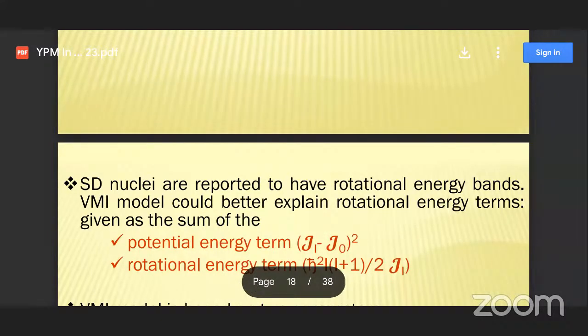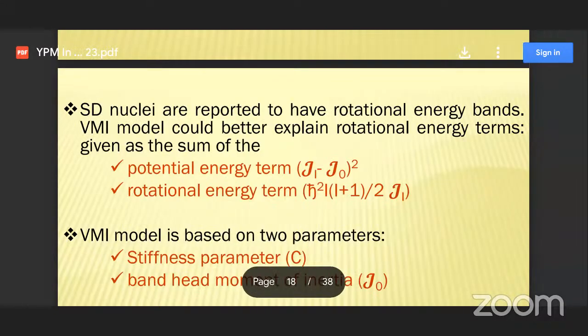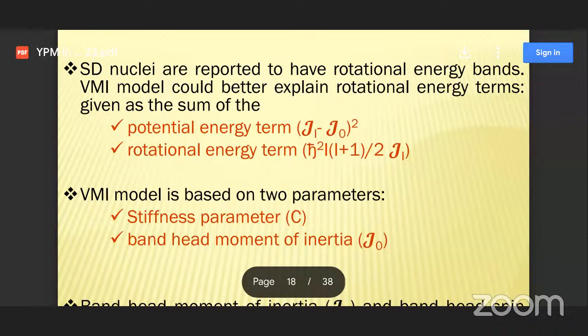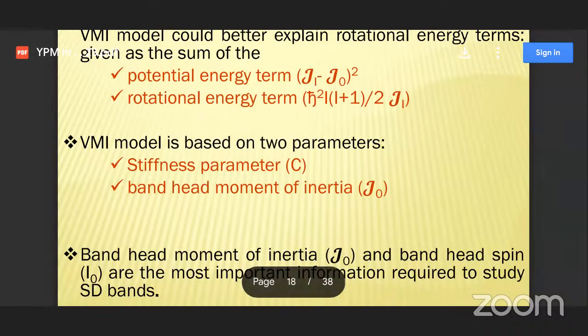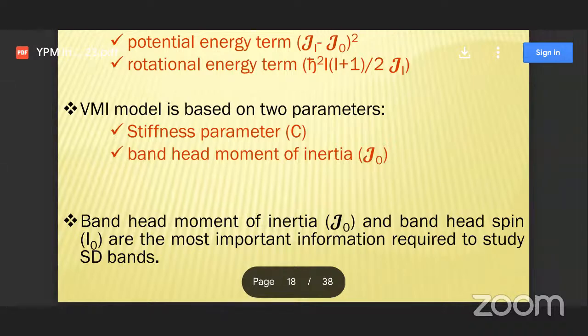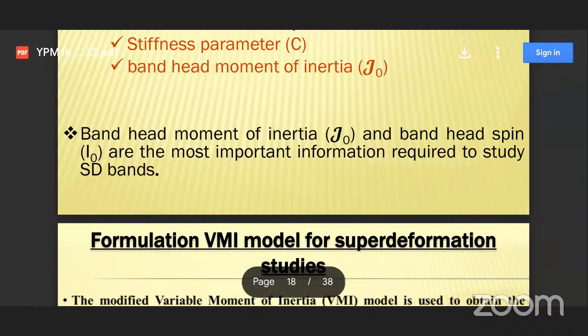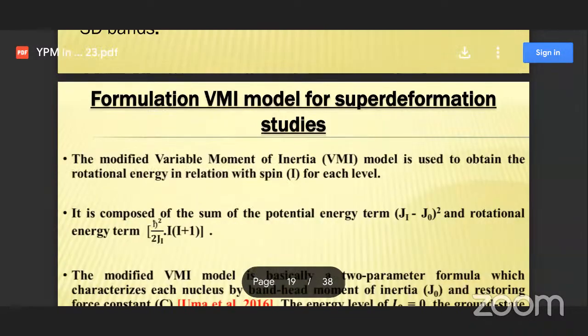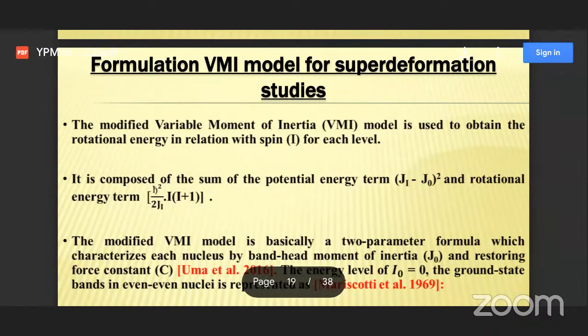SD nuclei, which are reported here, are composed of two terms. One is the potential energy term and another is the rotational energy term. The VMI model is based on two parameters. One is the stiffness parameter and second is the band head moment of inertia. Band head moment of inertia and band head spin are the most important information required to study the SD band.